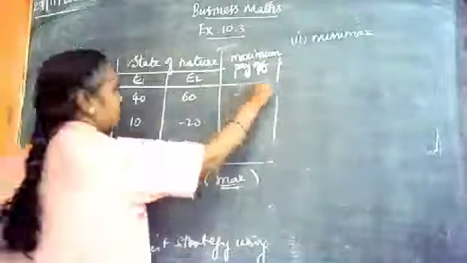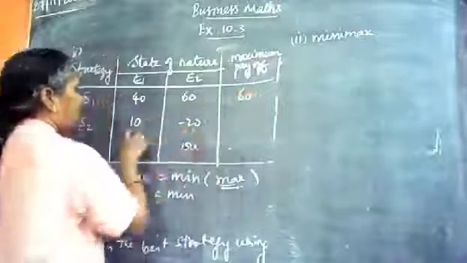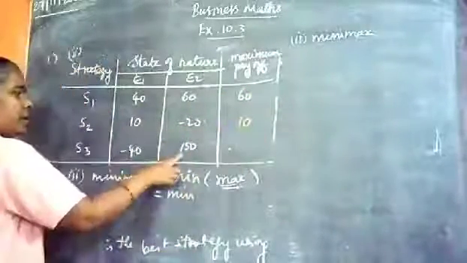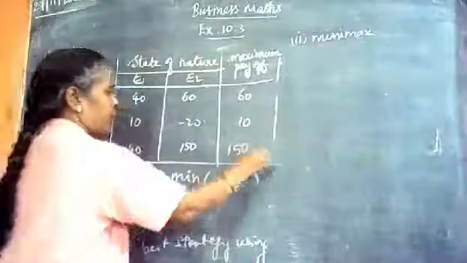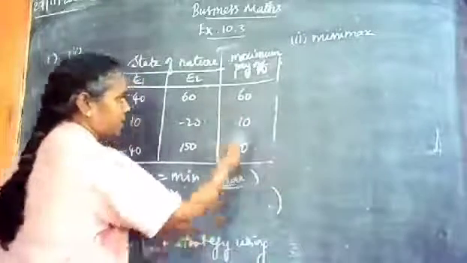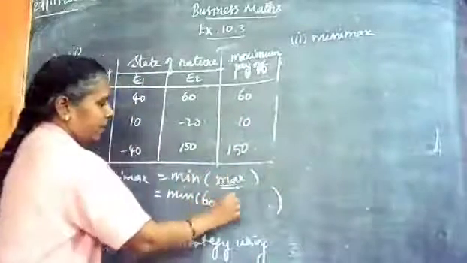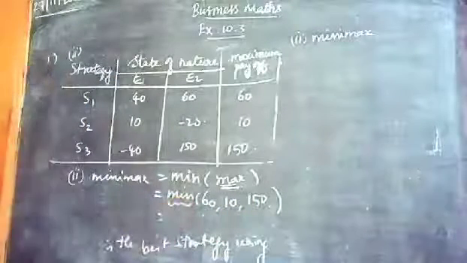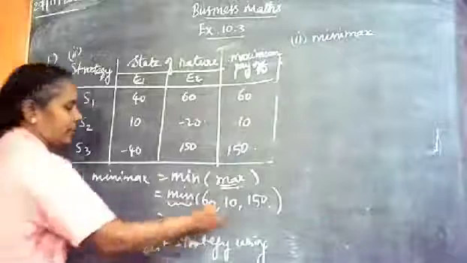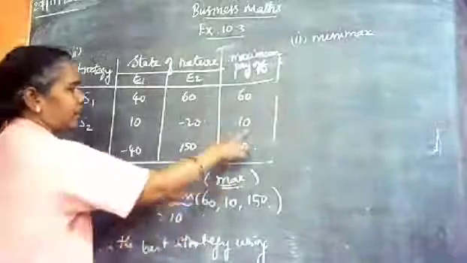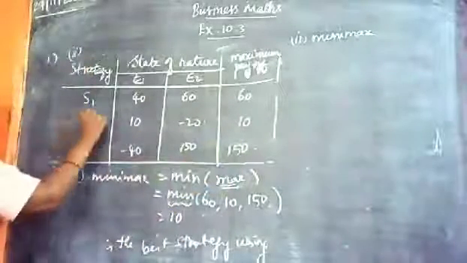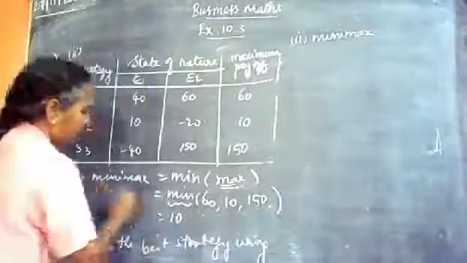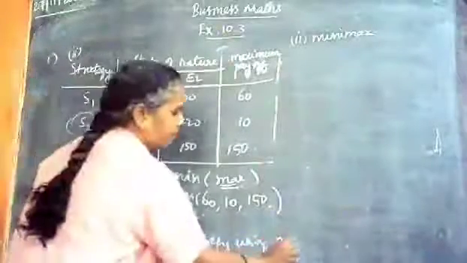40 and 60, which is maximum? 60. In the next row the maximum value is 10, positive value. Here the maximum value is 150. Now you pick out all the maximum values and write them in the bracket: 60, 10, 150. Out of these three values, which is minimum? You are asked to find the minimum. What is the minimum value? 10. Where is the 10? In the second row. Along that, what is the heading? S2. So S2 is the best strategy using, what is the question? Minimax. That's all.